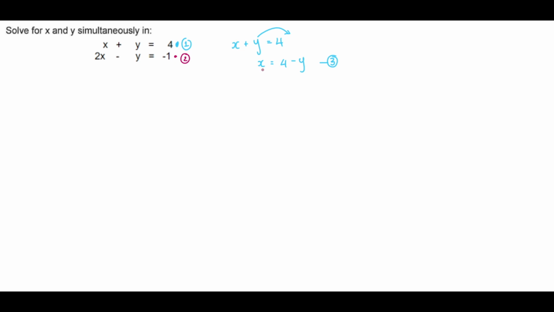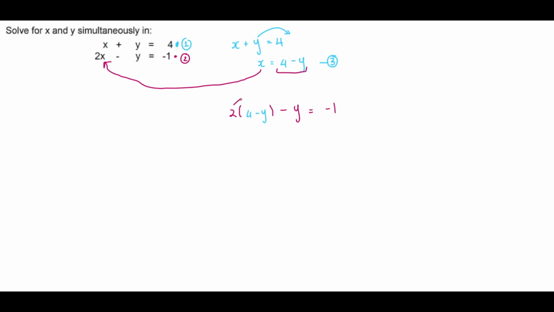And x being the subject of the formula, we can now go ahead and plug this into each and every x value that we see in our second equation. Since there's only one x value, I'm only going to replace this section over here into that x over there. So I can now go ahead and just plug that in there. I get 2 times 4 minus y equals -1. So as you can see over here, the only unknown that we have over here is y, right? So therefore we can solve it.